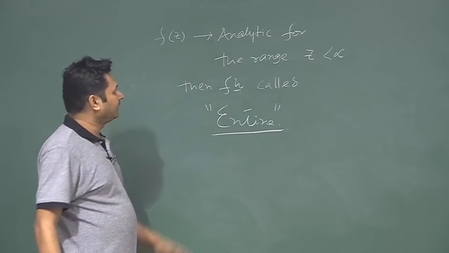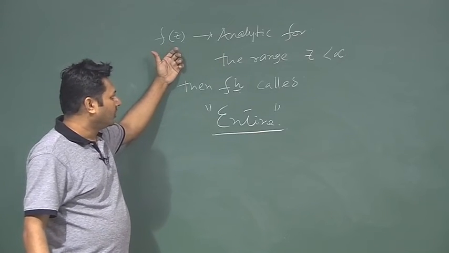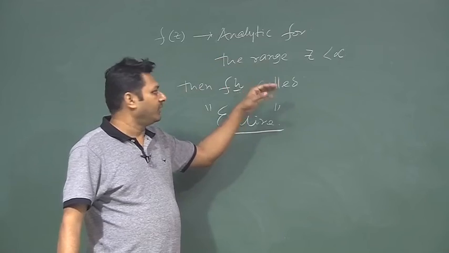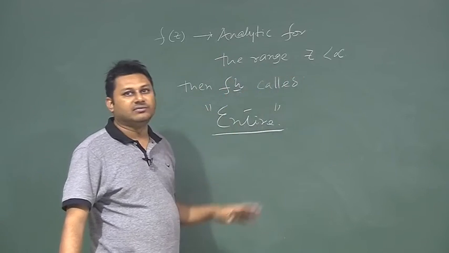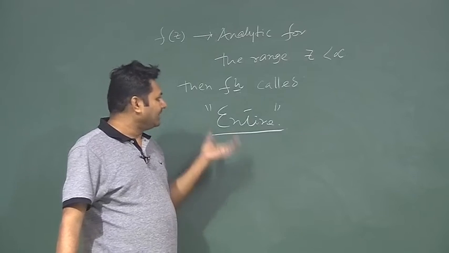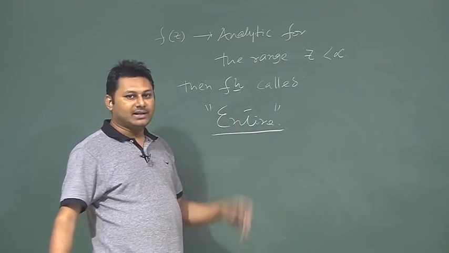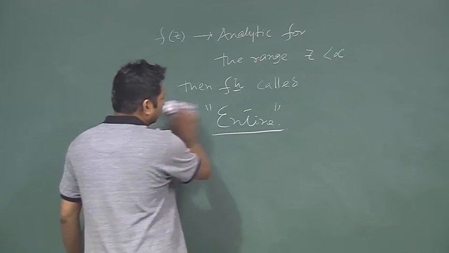What is the meaning of entire function? Entire function is some kind of function which is analytic over a range of z which is less than infinity. At z tends to infinity, the function may not have analyticity, but apart from that it is analytic in the entire range. In this case, this function is called entire.